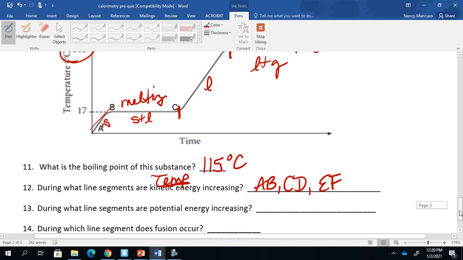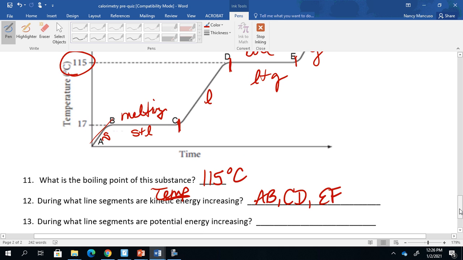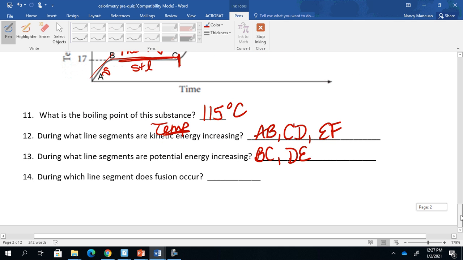All right, during what line segments are potential energy increasing? So when the temperature stays the same, but heat is still being added, the potential goes up. So that's BC and DE. These two sections, the potential is increasing because I'm adding heat, but I'm not changing the temperature. I'm breaking those intermolecular forces of attraction.